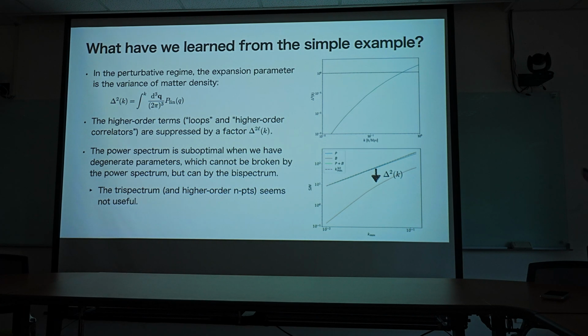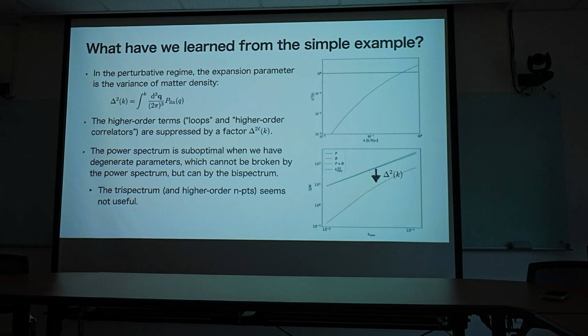What are the lessons we can learn from this simple toy model? The point is we are working in a perturbative regime, and in this perturbative regime, the expansion parameter is the variance of the matter density field. Here I'm showing the scaling of this parameter as a function of scale, k versus this delta squared. And here is k of 0.1. At this scale, this delta squared is just 0.1 or something like that. So perturbation theory should work.